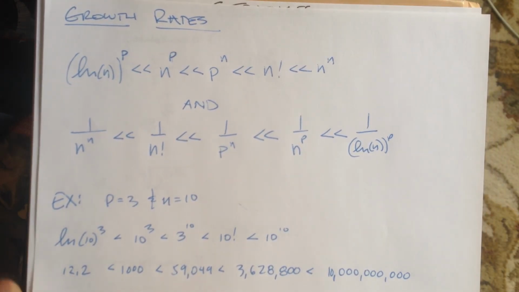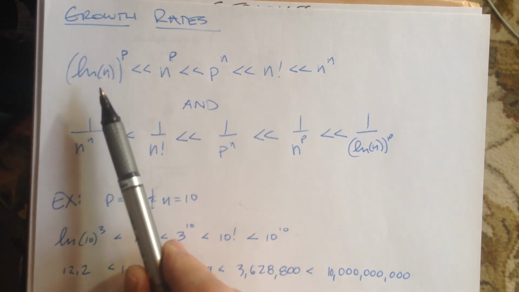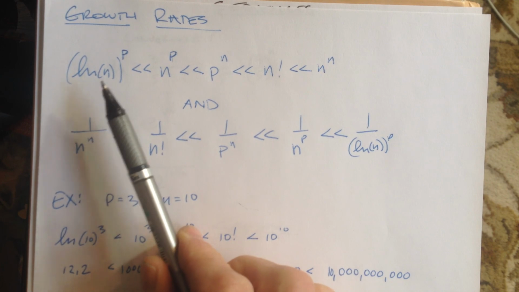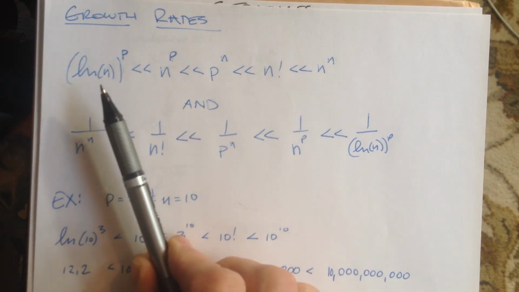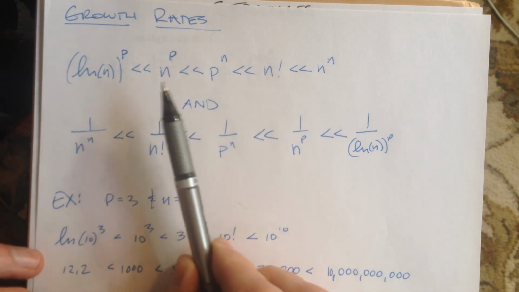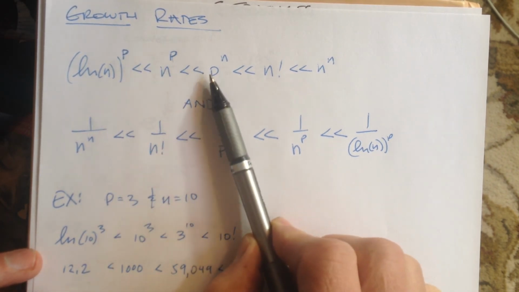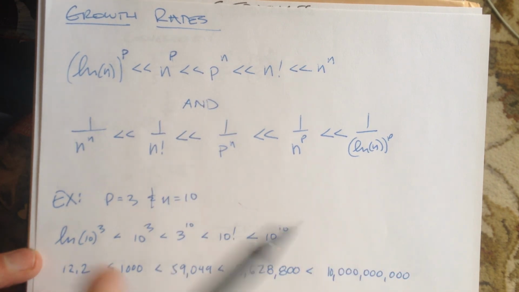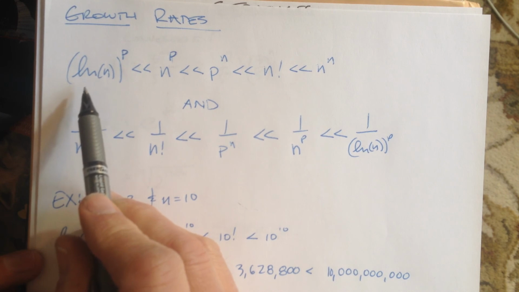All right, so I think it is really useful to have a hierarchy of these values, and it can help us place things along the lines of, who's going to win in a battle between n raised to the p power, for instance, as n gets large, or p raised to the n power. And if you look, this should make sense.